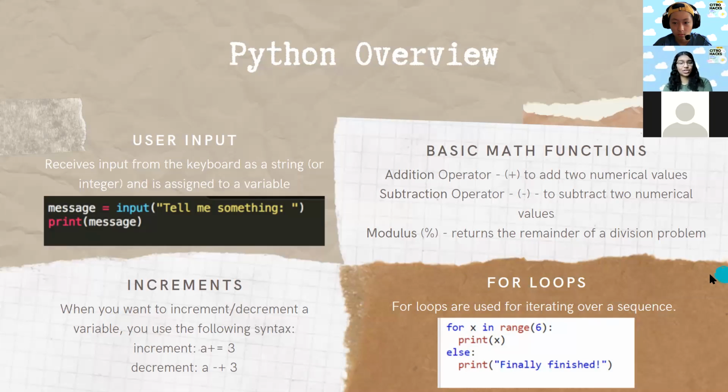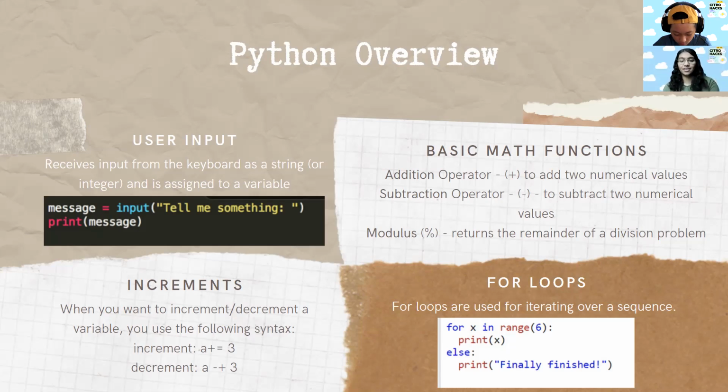And finally, for loops are another important thing which you're going to see in this application. If you're not completely familiar with this, that's okay. I'll let you know how we can work around that in the next slide. But for loops are basically used for iterating over a sequence. For example, if I do for x in range 6, that's going to print everything from 0 through 5, because that 6 is not included.